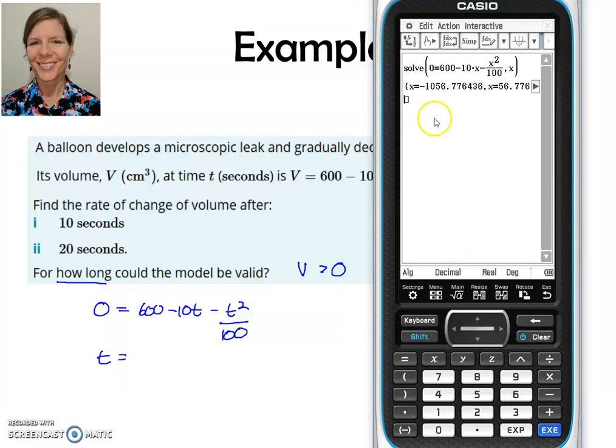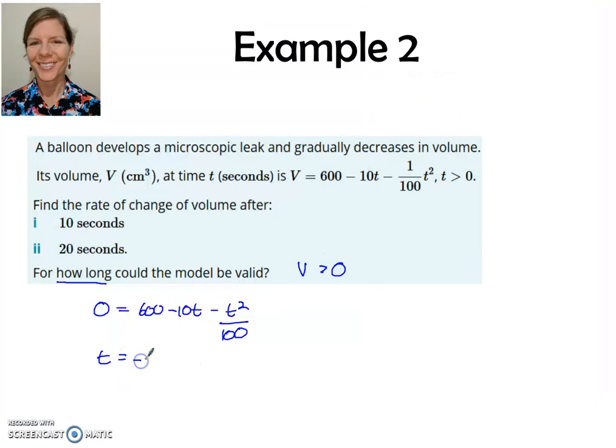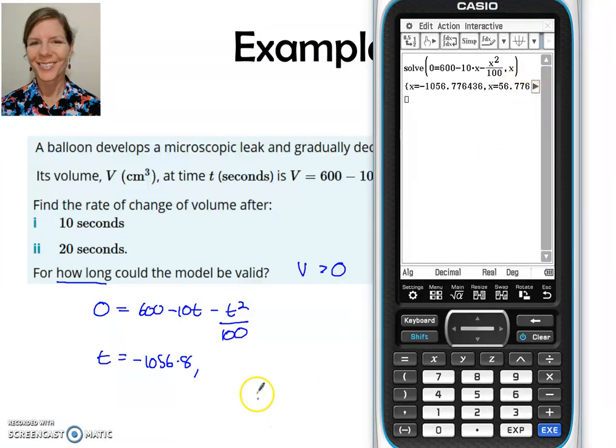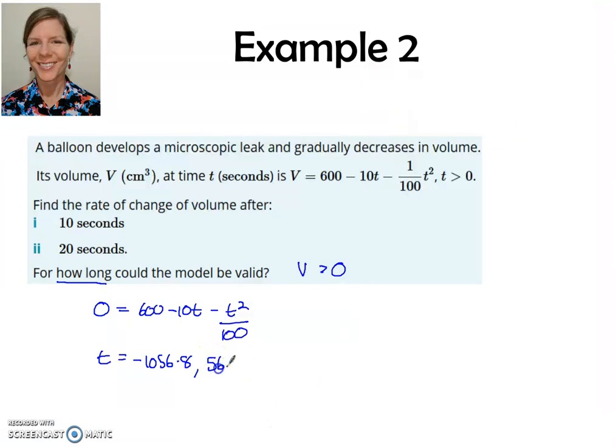Good. Okay, so we've got a negative answer here, which clearly isn't right. Negative 1056.8. Because we can't have negative time. But the other one was 56.8, and that seems reasonable. So for how long could the model be valid? Well, we've already said that it's only valid for t greater than 0, so the domain in terms of time is going to be t between 0 and 56.8.